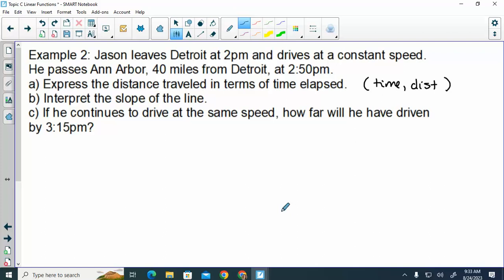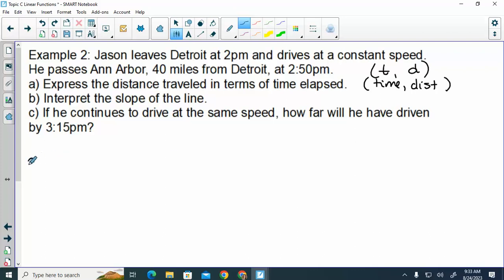T and D. Time must be X? So typically, yes. Now it would be possible, depending on the scenario. I could give you a scenario as long as the Y distance couldn't be repeated. So if you were only moving one direction, we could do it the other way, but typically, yes, it would be X. You want to do T and D? Yeah. Time and distance. Okay.